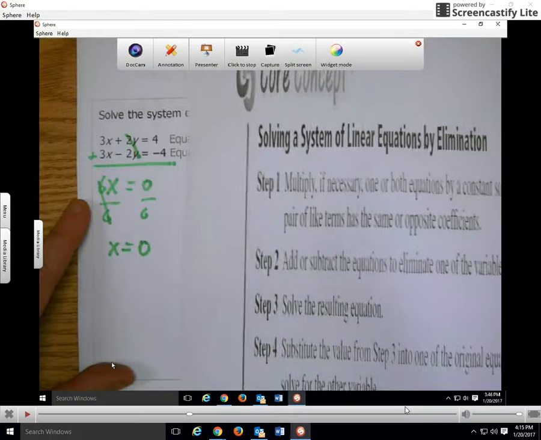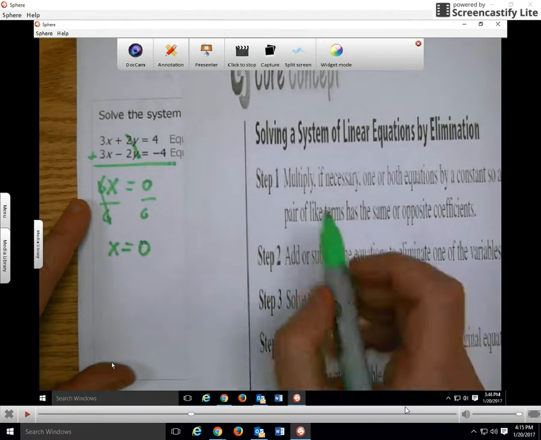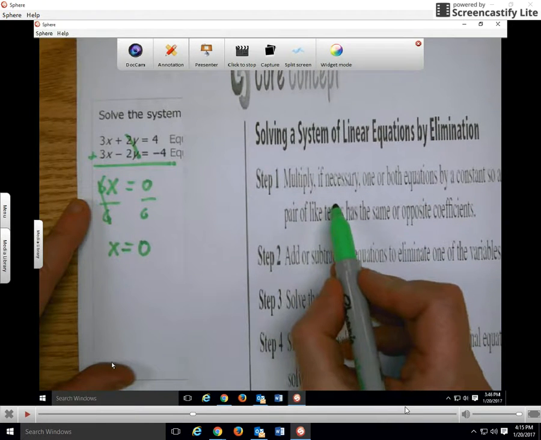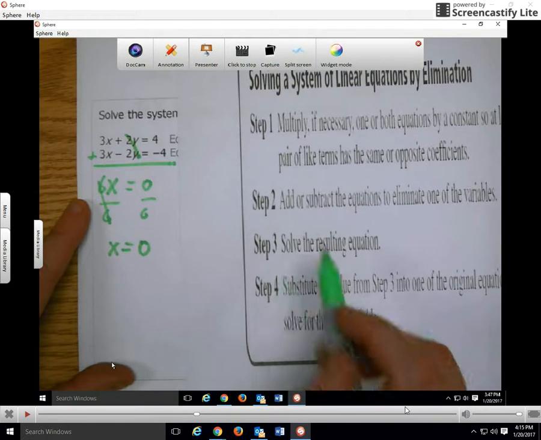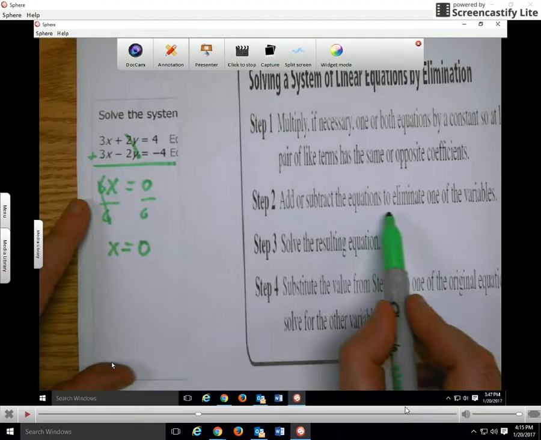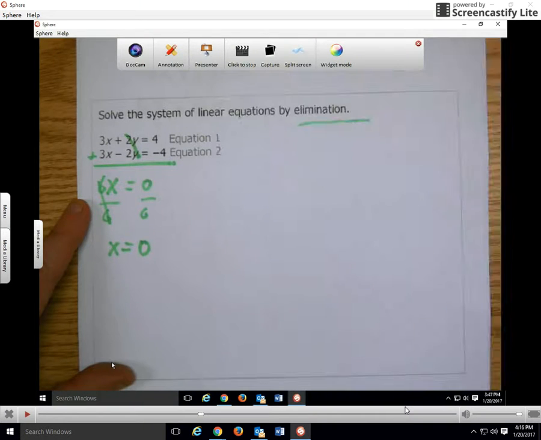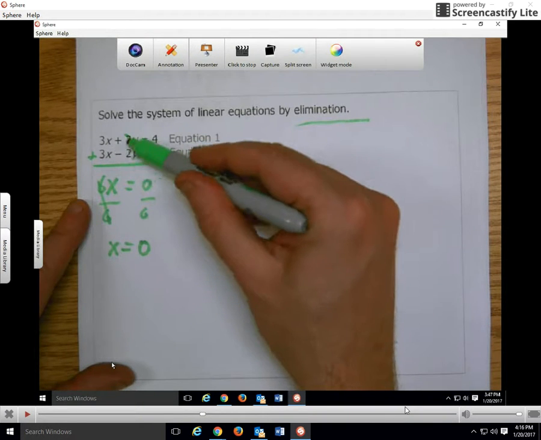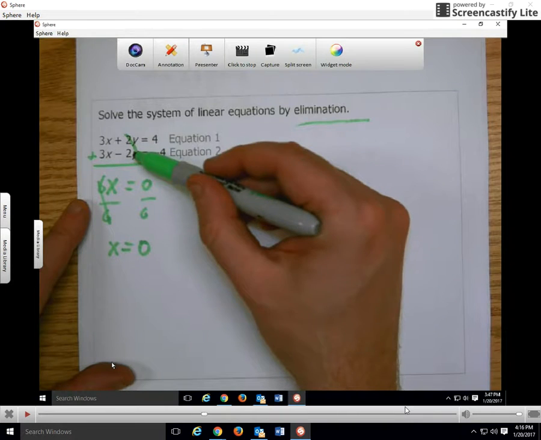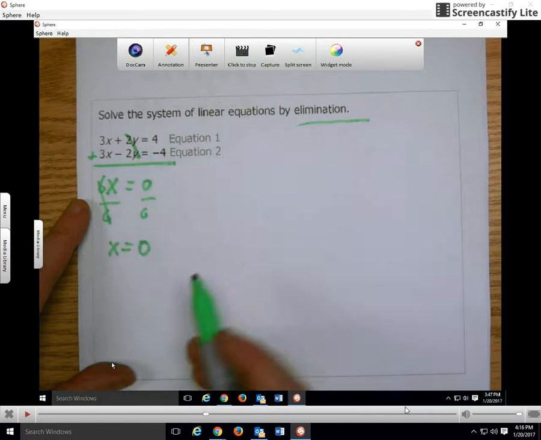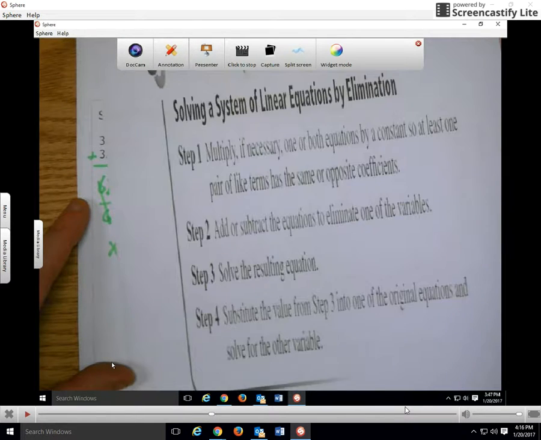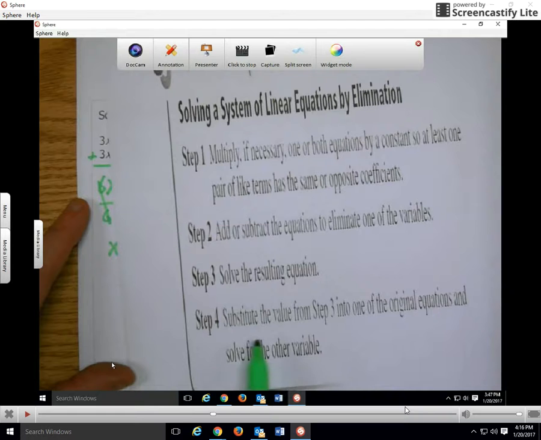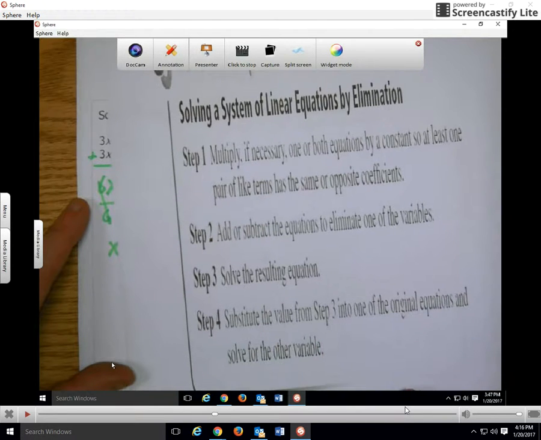We've essentially followed these steps. We multiplied, if necessary, one or both sides. Actually, we didn't have to do that. We were able to go to step 2 in this case. We were adding or subtracting to eliminate one of the variables. We added the two different equations and were able to eliminate the y's. We found that x equals 0. Now we have to do the last step, which we should already be familiar with, which is substitute the value into the original equation and solve.